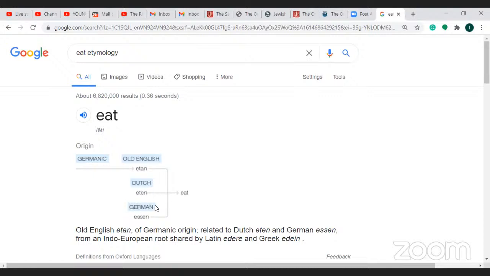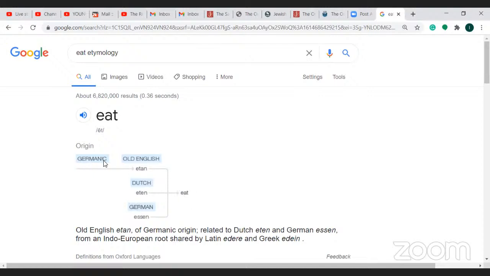Below Dutch, we see German highlighted, and below that we see the word essen. Now we see the arrow tail here, and we go up, and now we see the arrow head. So this is the English word eat.